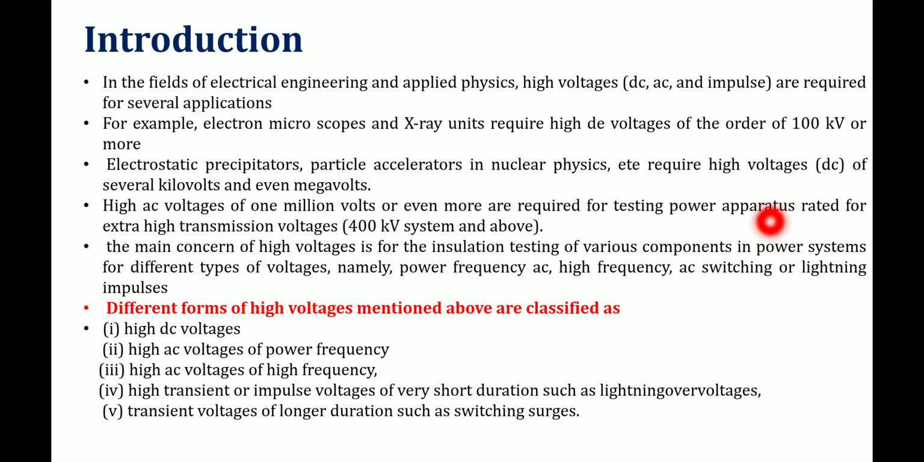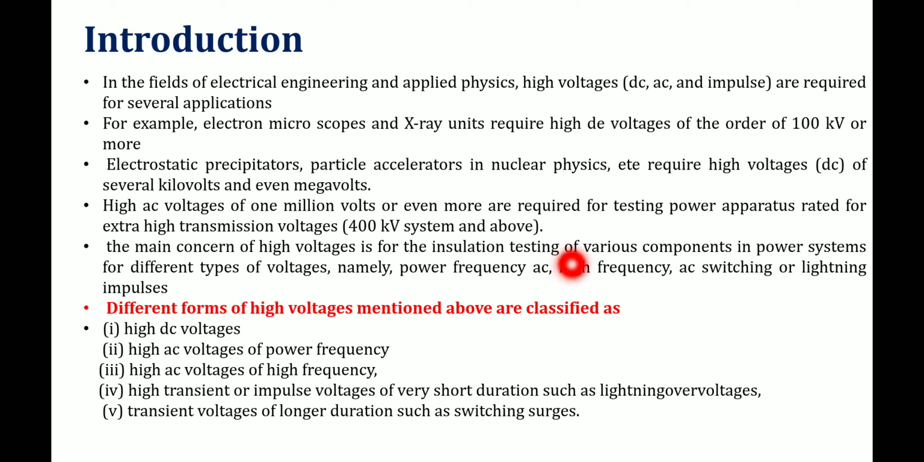Or else insulation testing of cables or insulation testing of capacitors. So these high AC voltages are specially required for testing power apparatus which are rated for transmission voltages of 400 kV systems and even above. The main concern of these high voltages is insulation testing.